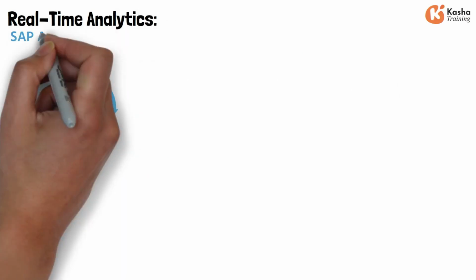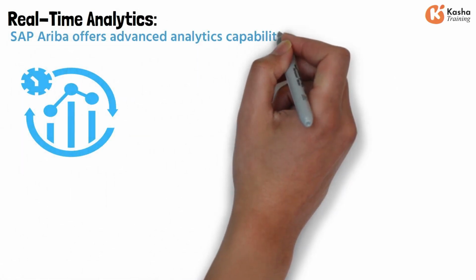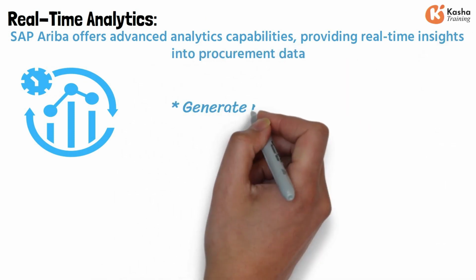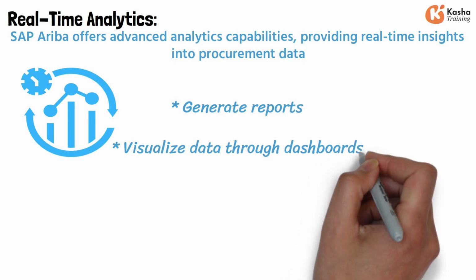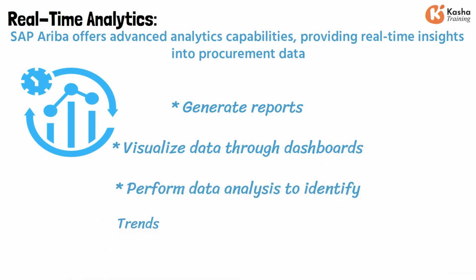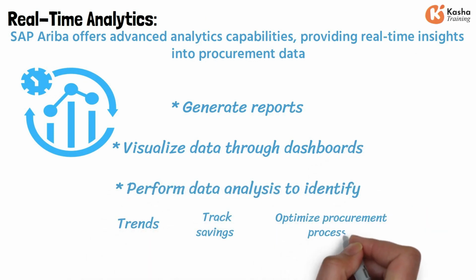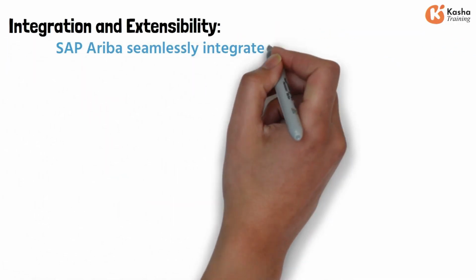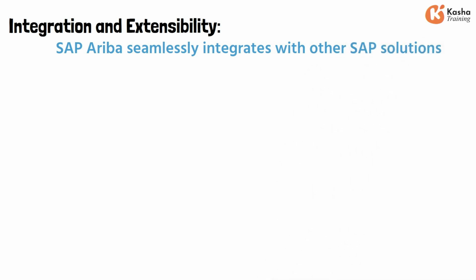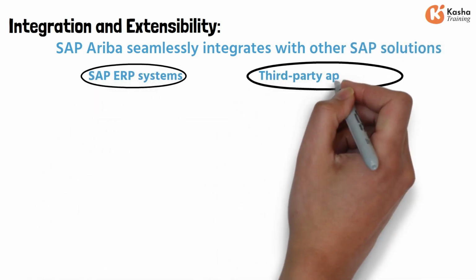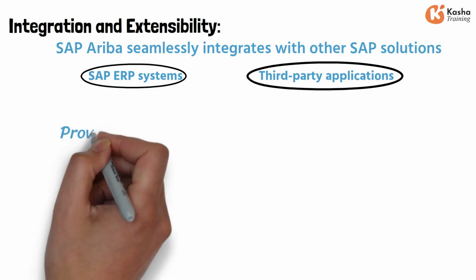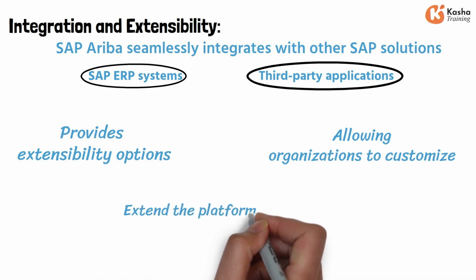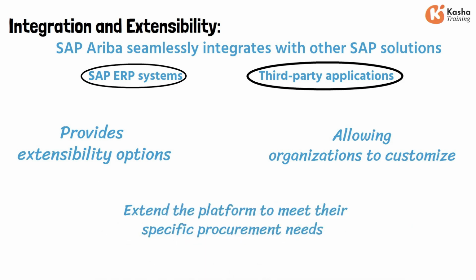Real-time analytics. SAP Ariba offers advanced analytics capabilities, providing real-time insights into procurement data. Users can generate reports, visualize data through dashboards, and perform data analysis to identify trends, track savings, and optimize procurement processes. Integration and extensibility. SAP Ariba seamlessly integrates with other SAP solutions, including SAP ERP Systems, as well as third-party applications. It also provides extensibility options, allowing organizations to customize and extend the platform to meet their specific procurement needs.